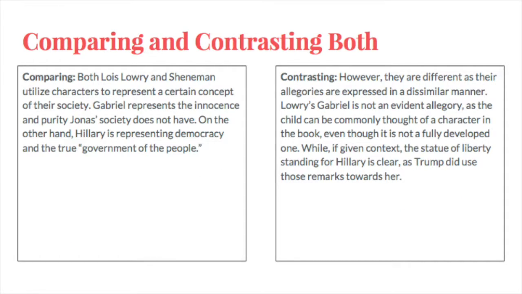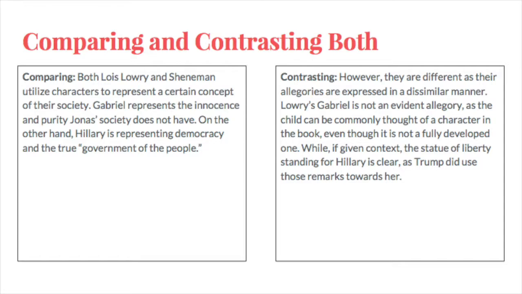When comparing and contrasting these two, it can be seen that both Lois Lowry and Sheneman, who was the author of the political cartoon, utilized characters to represent a certain concept of their society. As I said before, Gabriel represents the innocence and purity that is not found in Jonas's society, while Hillary represents the democracy, and she's seen as like the true government of the people. So she's seen as someone who will represent the people rather than Trump, who just kind of shut her down.